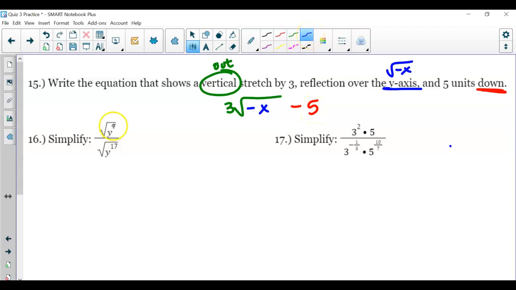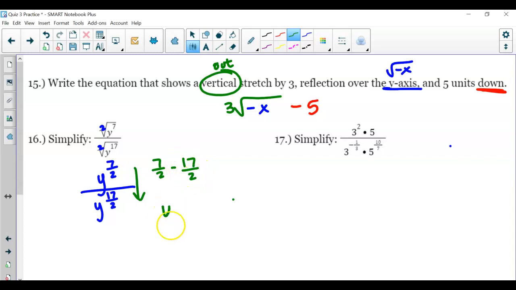So question 16. Notice how here we are dividing. So we are going to subtract, but remember with our square roots, it has the index of 2. This is the same as y to the 7/2 divided by y to the 17/2. Now when you subtract, this is 7/2 minus 17/2. So that's not just negative 10, right? But negative 10 over 2, which is here y to the negative 5. However, we cannot leave that negative exponent. We're going to rewrite it as a positive. So now I have 1 over y to the 5th.